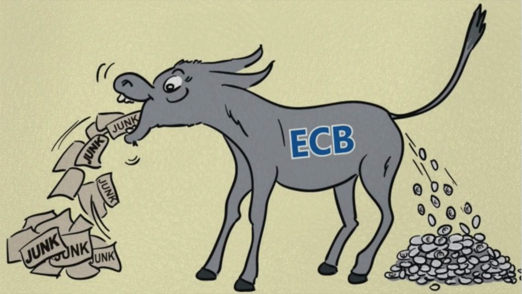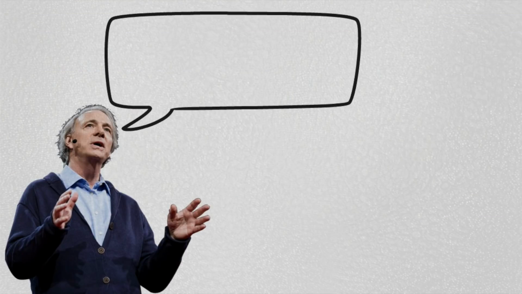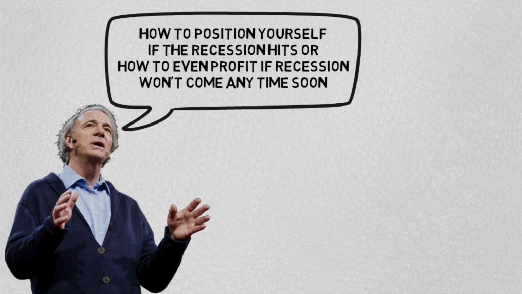Well, negative interest rates have not hit the United States, at least not yet, and I really hope it won't happen. But let's see what Ray Dalio thinks will happen when the next recession comes by. Now the question is how to position yourself if the recession hits, or how to even profit if recession won't come anytime soon. This is Ray Dalio's best asset class that can perform at any time.